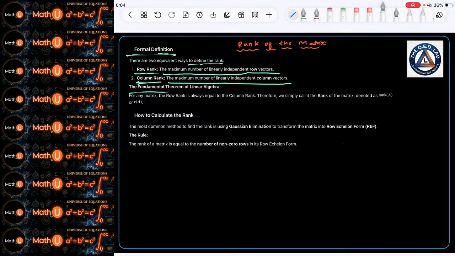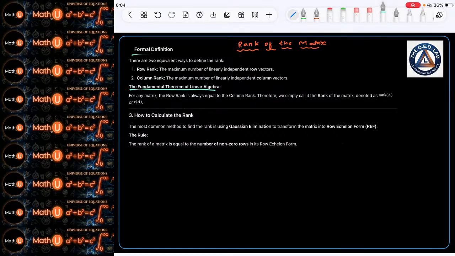There is a theorem. The fundamental theorem of linear algebra says that for any matrix, the row rank is always equal to the column rank. Related to this key point, they asked one question in the GATE examination. That's why it is a very important result. You should remember this theorem. Rank of A, sometimes we denote it with a symbol like this also.